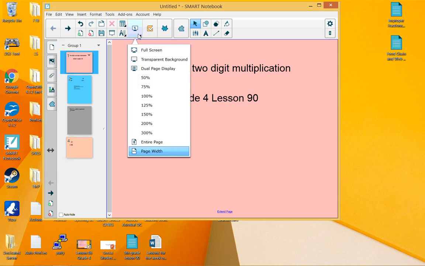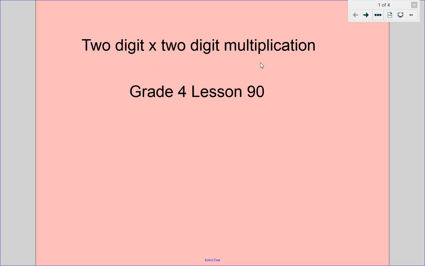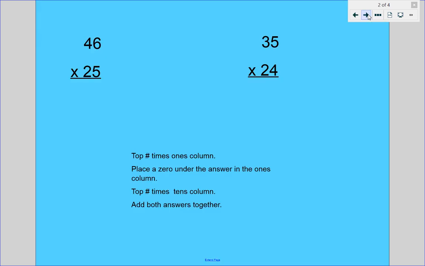Hello, fourth graders. It is time for our math lesson for today. We're looking at 2-digit times 2-digit multiplication, and this is our lesson 90.